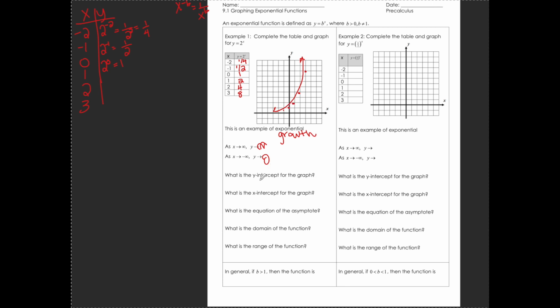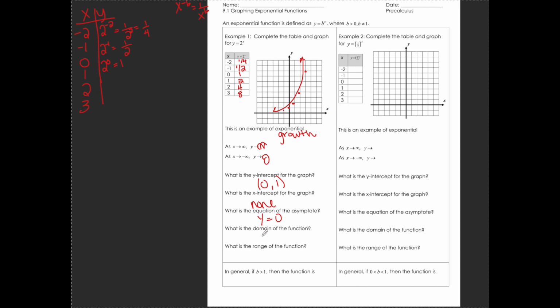The y-intercept for this graph is 0, 1. The x-intercept, there is none, right? If those numbers are just getting closer and closer to 0, I can never put any number in for this exponent that's going to make this y value 0. So there's no x-intercept. That means that the x-axis is an asymptote. The equation of that asymptote is y equals 0.